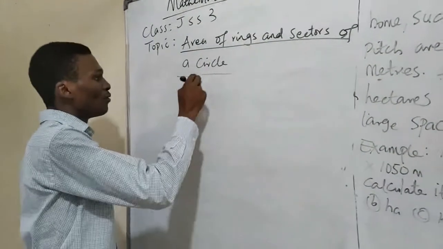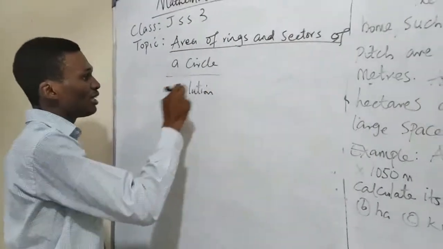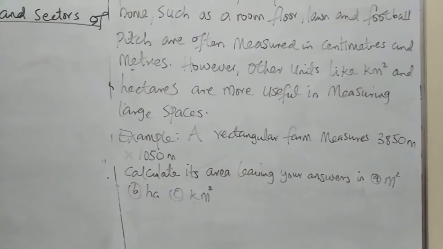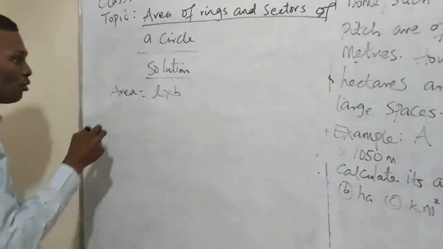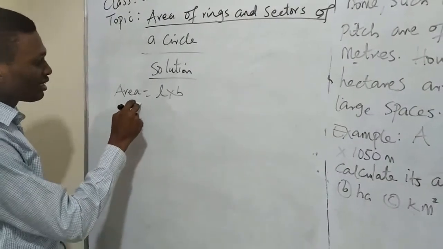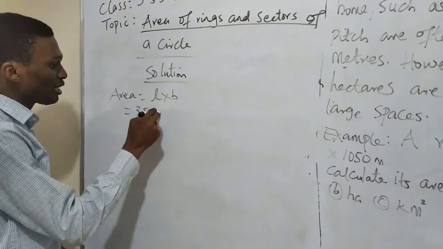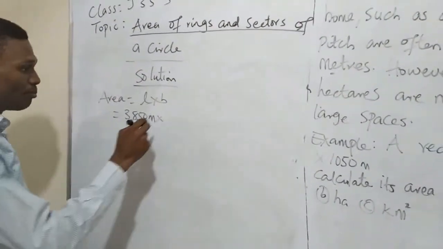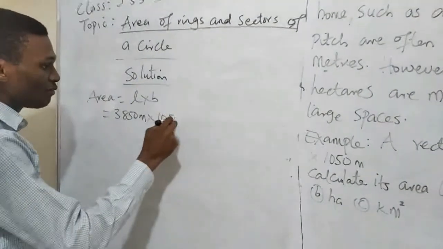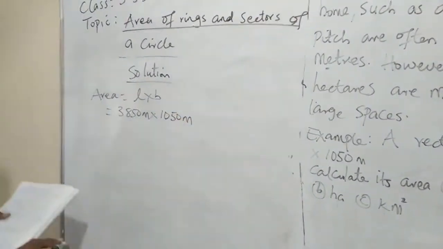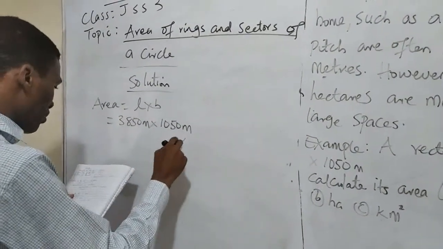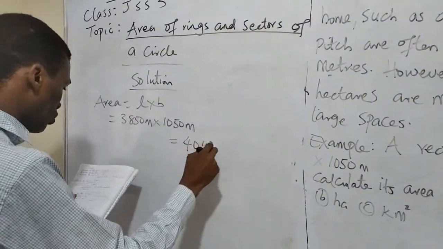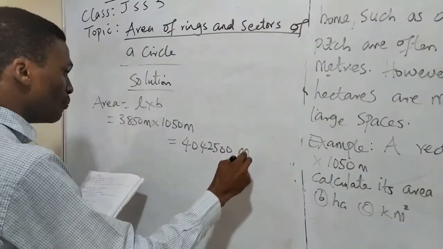So, we are told that the farm is rectangular in shape, and we know that the area of the rectangle is given as length times breadth. So our length is given as 3,850 meters. We multiply by a breadth of 1,050 meters. If we multiply this through, we will get our area to be 4,042,500 meters squared.